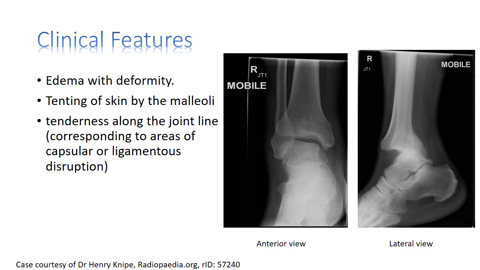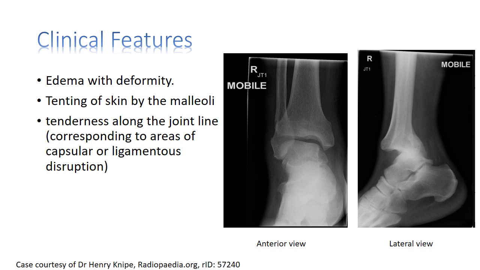When a patient presents with ankle dislocation, there is edema, pain, and also deformity of the foot. Also, you can find tenting of skin by the malleoli, which is the stretching of the skin overlying the malleoli, and also tenderness along the joint line, which corresponds to the area of capsular or ligamentous disruption.